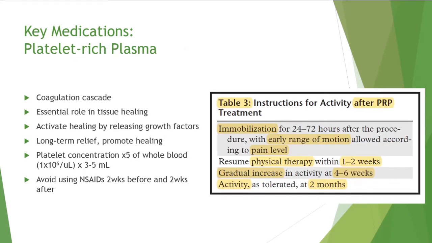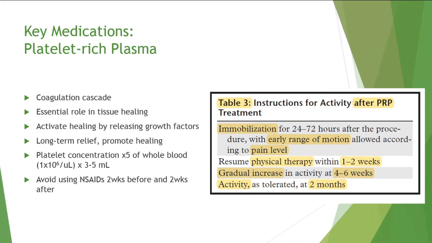Also, you have platelet-rich plasma. We know platelets for the coagulation cascades and all that it does there. The thing is that it also has an essential role in tissue healing. So we can activate healing by injecting platelet-rich plasma, stimulating the release of growth factors. This has been shown to give long-term relief and to promote healing at the site of injection.